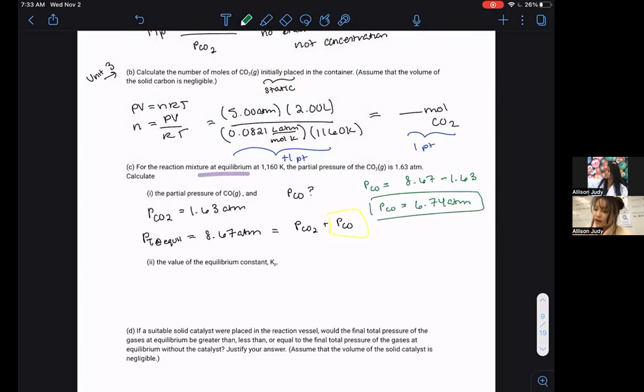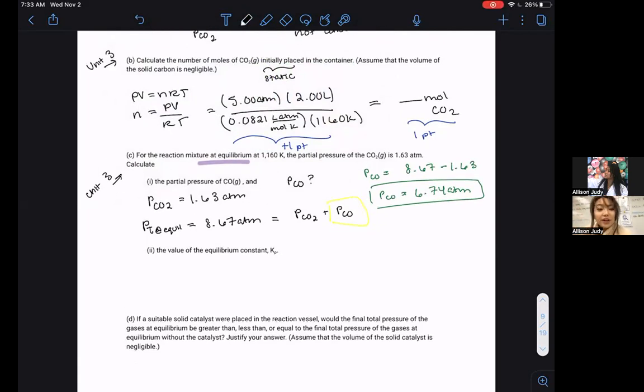Okay, and if you're like, wow, that's really old, it is. I believe this is a unit 3 question. It might even be all the way back to unit 2, but I'm not quite sure.